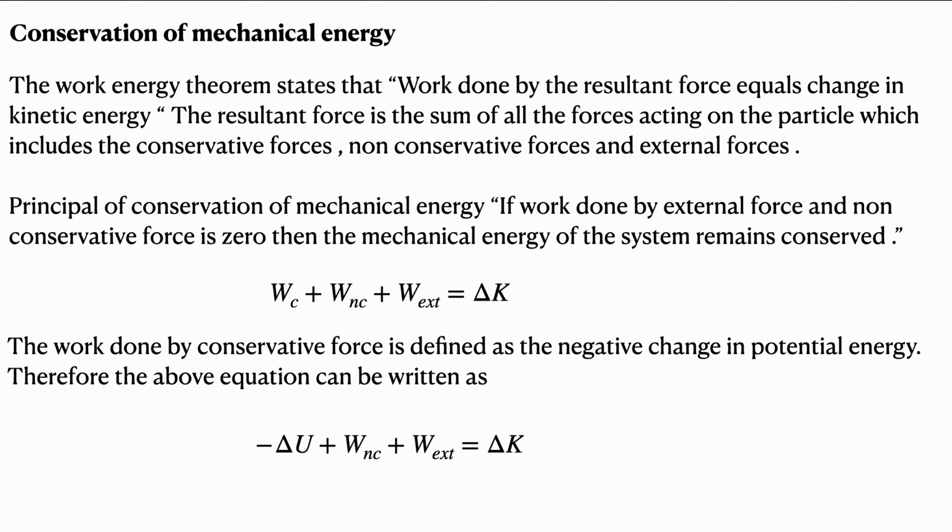The work done by a conservative force is defined as the negative of the change in potential energy. Therefore, the above equation can be written as minus delta U, which is the work done by the conservative force, plus Wnc plus Wext equals delta K.